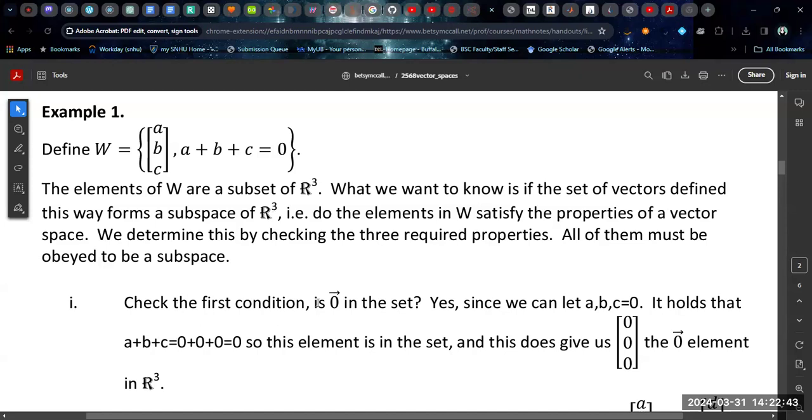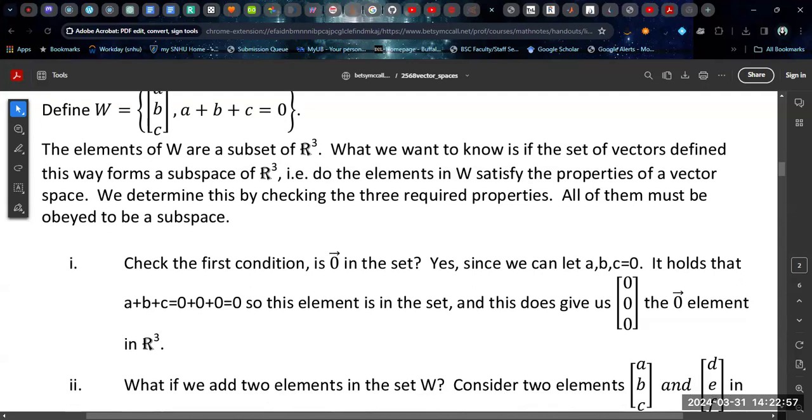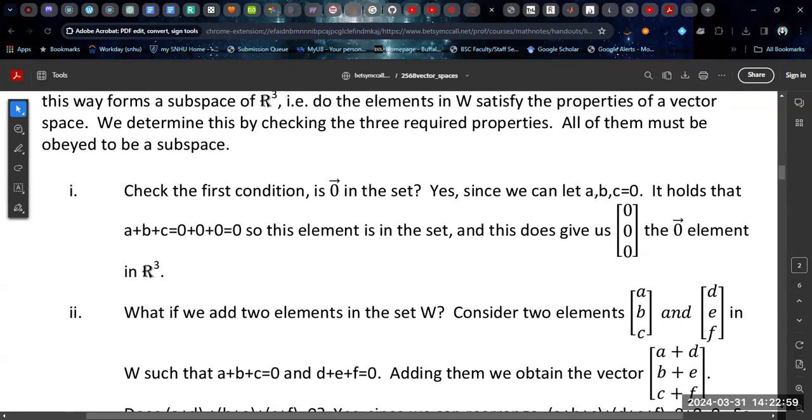The first condition is: is 0 in the set? Well, if I let 0, 0, 0 be my vector, I need to check, does 0 plus 0 plus 0 equal 0? And the answer is yes. So 0 is in the space.